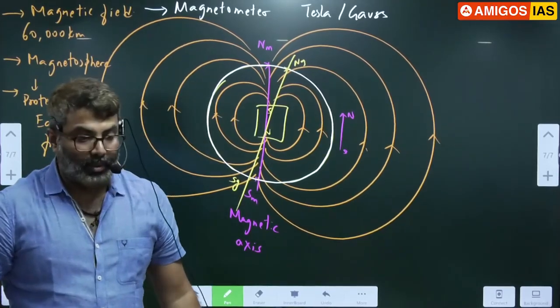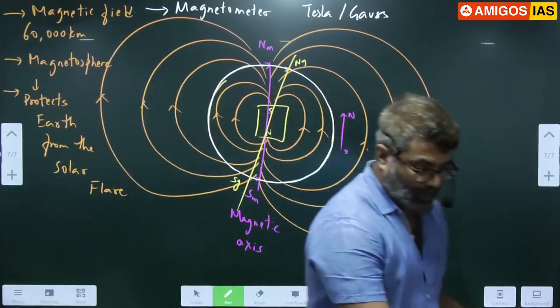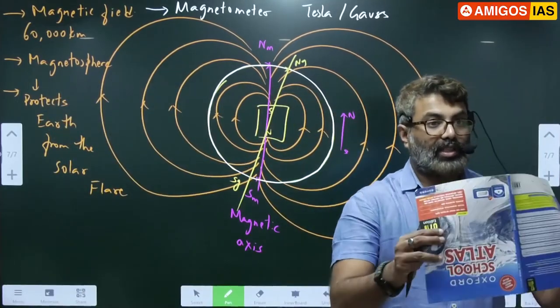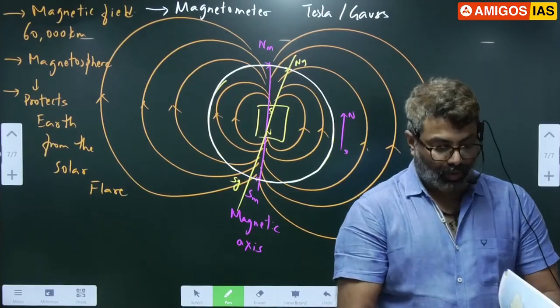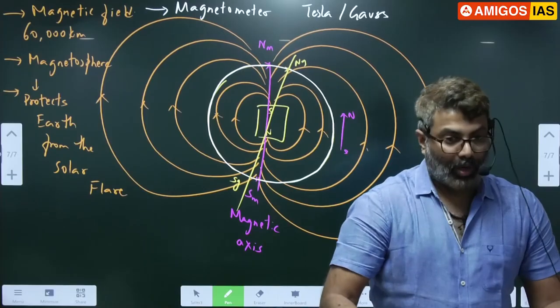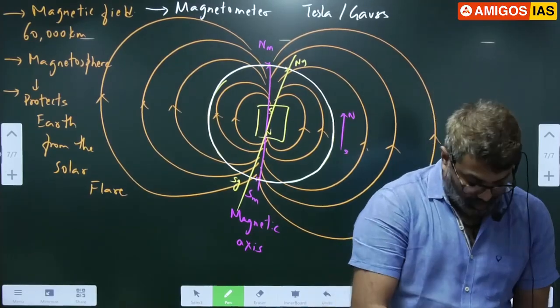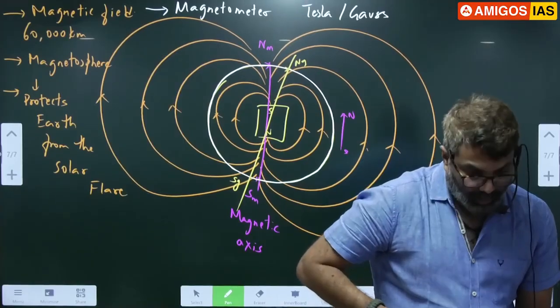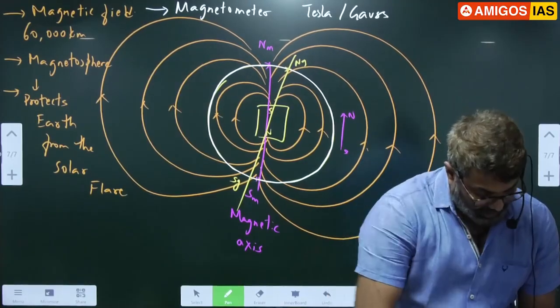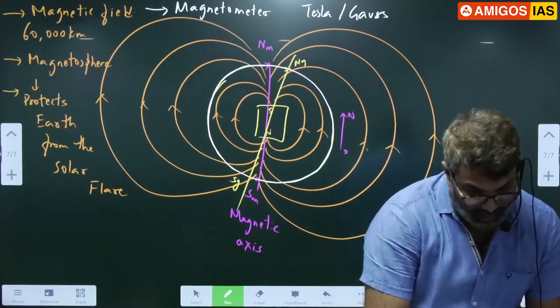In the atlas world map. In the Oxford Atlas, see this atlas, you go to world map again, page number 103. See here, North Pole, South Pole, magnetic north in red color, magnetic south comes somewhere here. You see your atlas and mark. Okay.